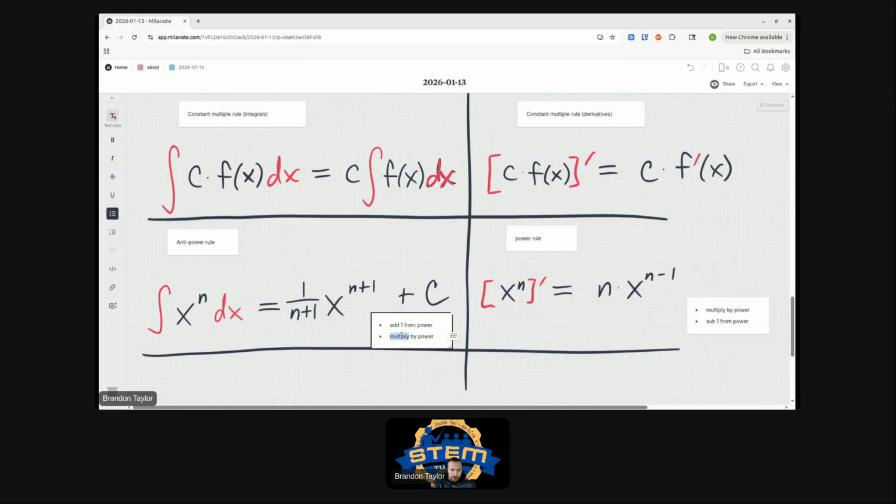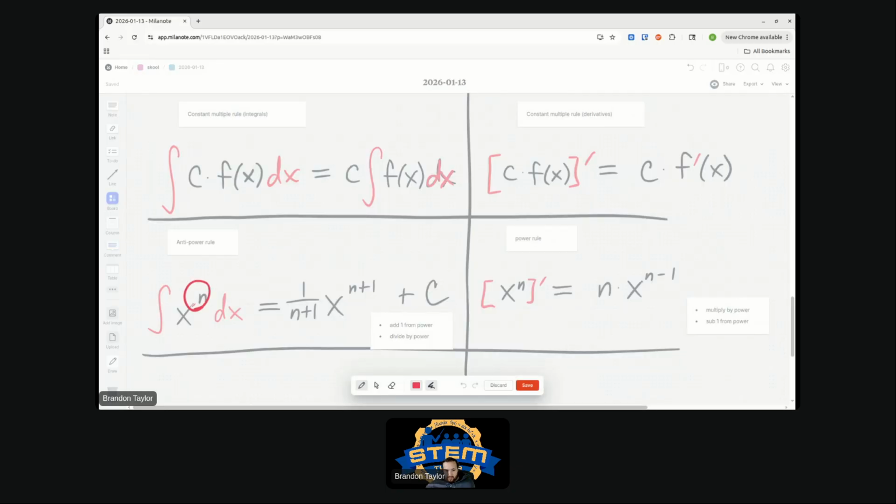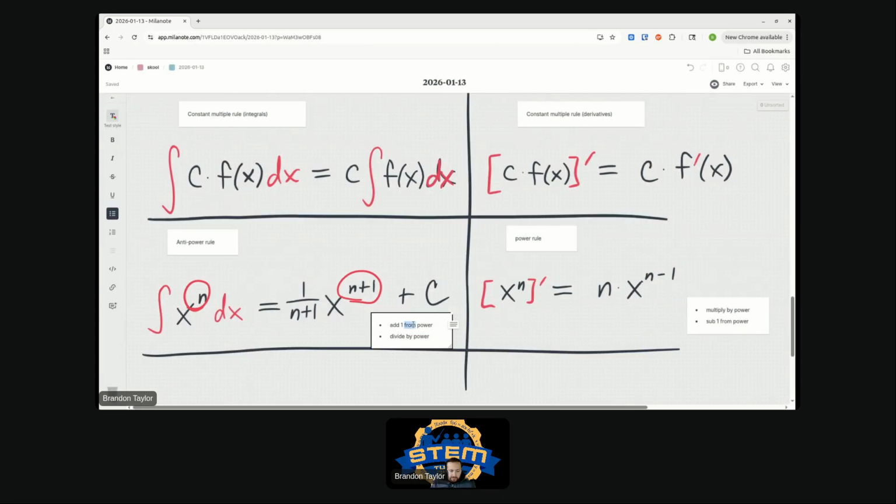We would add 1 to the power, and then what's the opposite of multiply? Divide by the power. Can you see that's what we're doing here, right? If the power over here is n, we're adding 1 to the power, not subtracting from power. And then after that, we're dividing by the new power, n plus 1. So the order matters. It matters whether you multiply or divide before you add or subtract. Hopefully this mantra, opposite steps in the opposite order, is something you're going to see a lot.